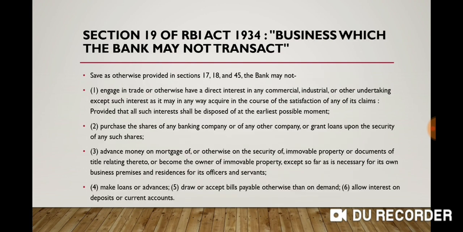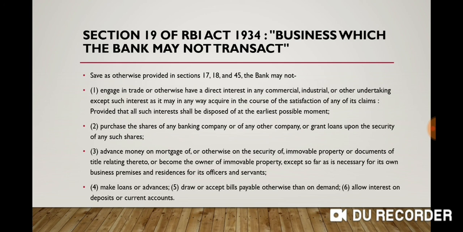Section 19 of the RBI Act 1934, business which the bank may not transact. Save as otherwise provided in sections 17, 18, and 45, the bank may not: first, engage in trade or otherwise have a direct interest in any commercial, industrial, or other undertaking, except such interest as it may in any way acquire in the course of the satisfaction of any of its claims, provided that all such interest shall be disposed of at the earliest possible moment.